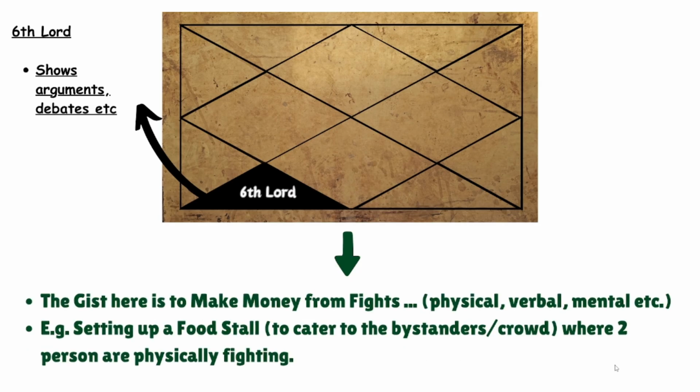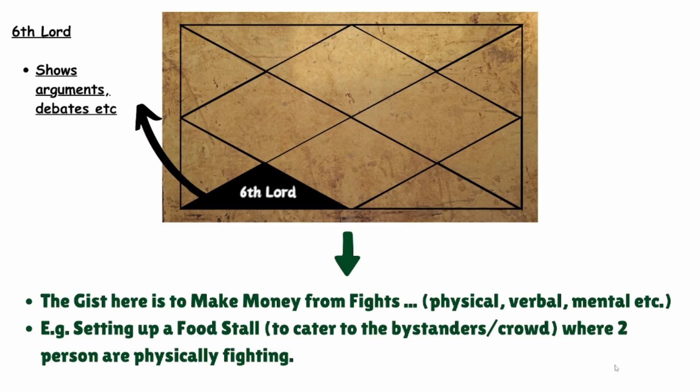Now sixth lord also shows arguments and debates. So as we already discussed, the gist here is to make money from fights. Okay, fights could be a physical fight, verbal fight, mental fight. Physical fight could be literal fight like boxing, fighting, or it could be a competitive sport kind of a fight like cricket, football, any kind of sports. It could be a verbal fight like debates, being a critic. Mental fight, as in, you can take example of chess where you are actually fighting, but it is more of a mental fight, right? So any kind of fights you can make money from that with this placement.